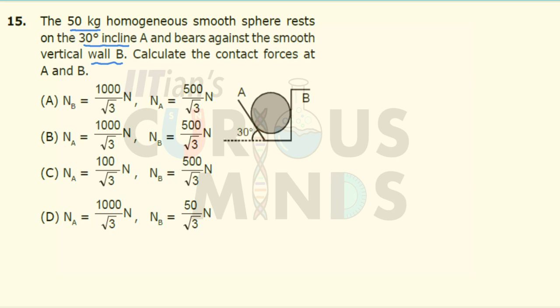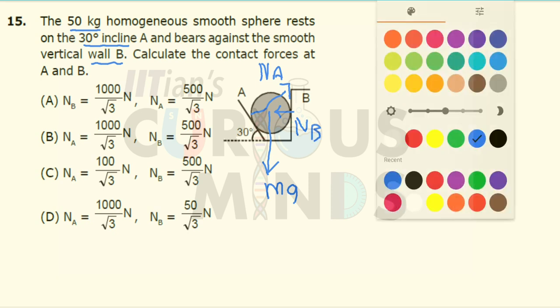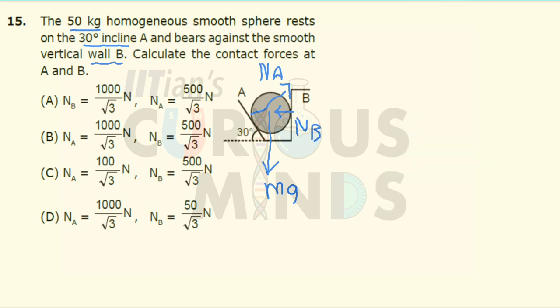First of all, let us mark out the forces. For this ball, there will be mg which will act downwards. There will be a normal force, let me call this Na, which will act in this direction, and there will be NB which acts in this direction. If I draw the forces separately, they look like this: mg in the downward direction, NB in the left-hand side direction, and Na in this direction.